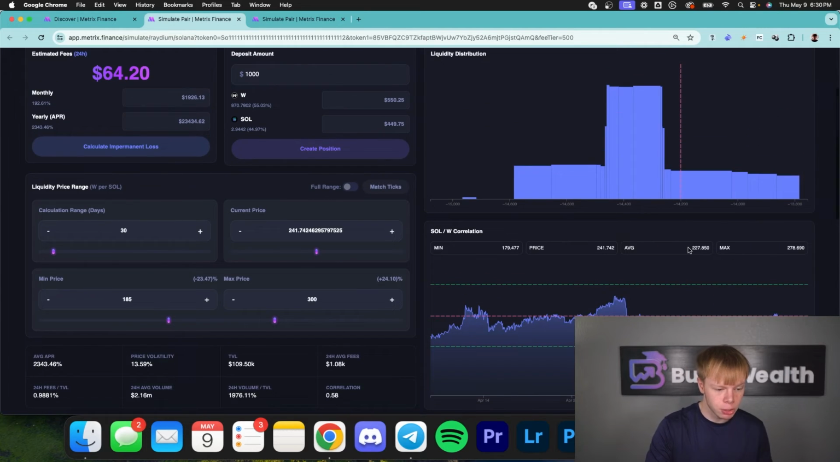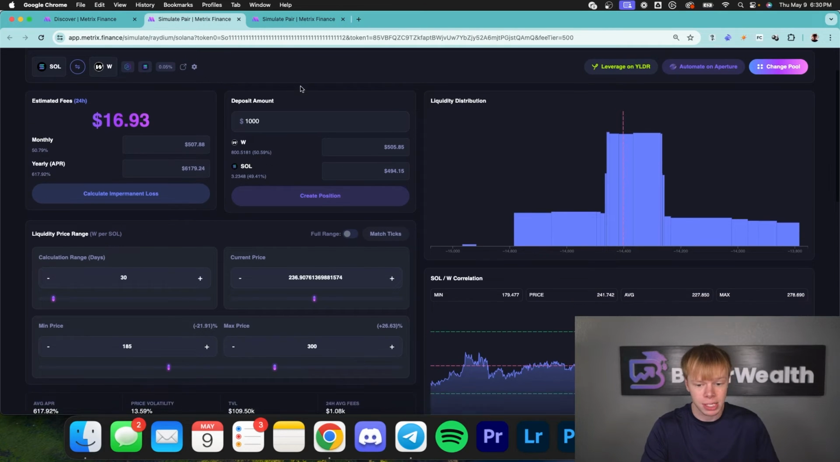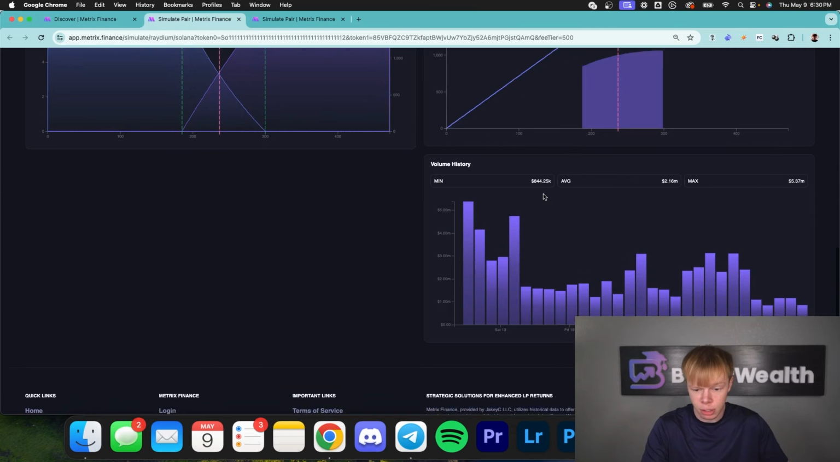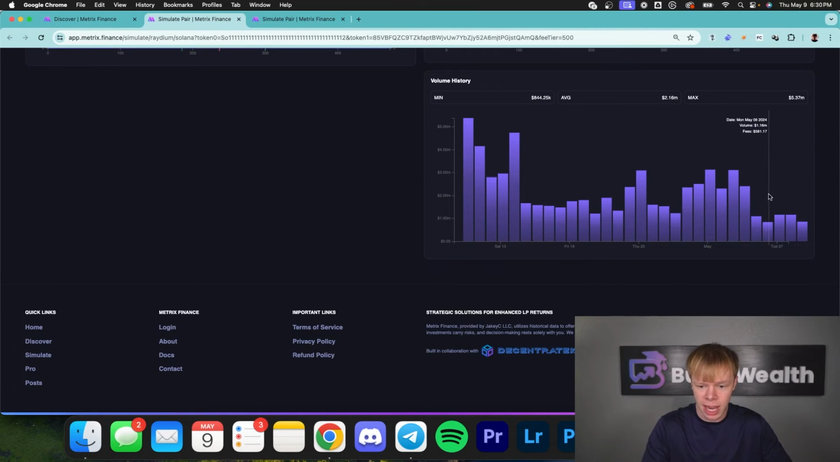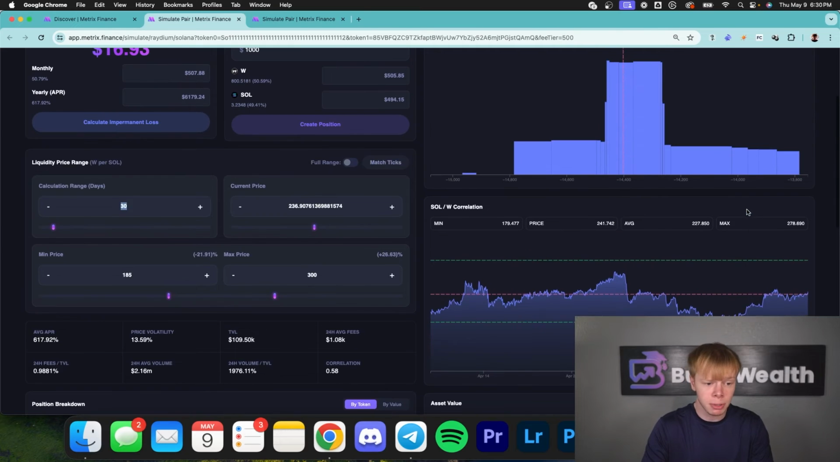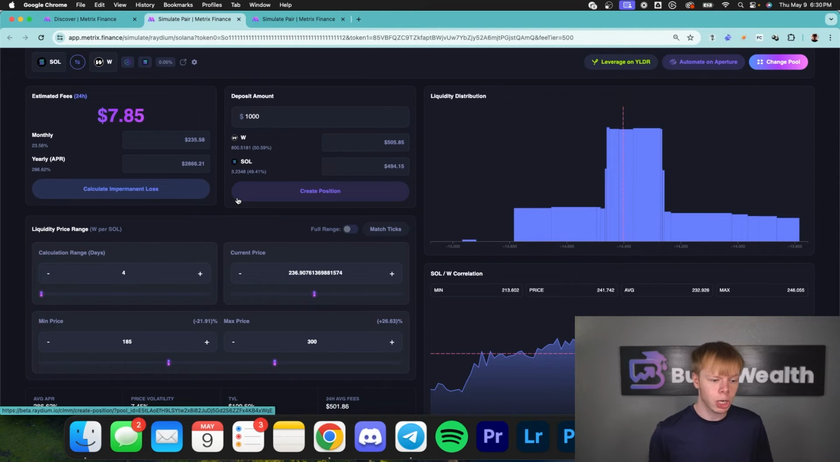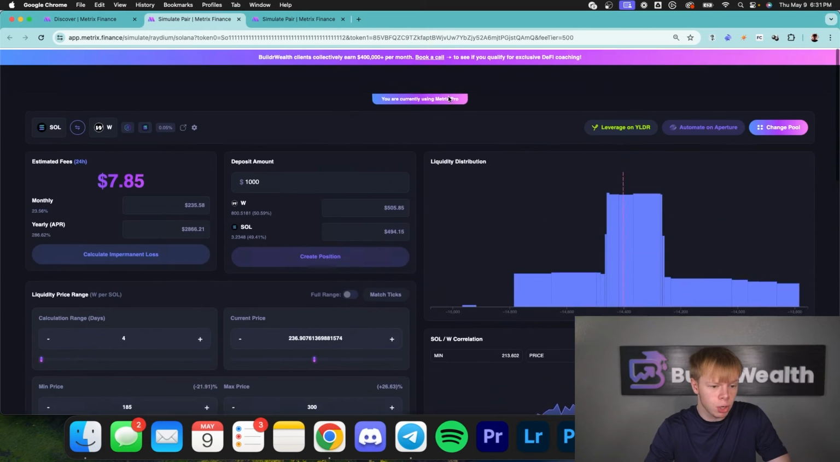Now, some things that we need to address. It's showing that the APR over here is 2,300%. What we need to do is bring this current price over to the top of the liquidity distribution. That's going to show us a more accurate estimate. Additionally, we need to go down into the volume history and notice that the volume has been declining over the past 30 days. Recently, the past 4 days, it has been consistent. So we want to only use the past 4 days of volume when simulating potential returns. And when we do that, we're coming out to roughly 285%. Now, this should be relatively accurate, and this is going to be a pretty decent return.